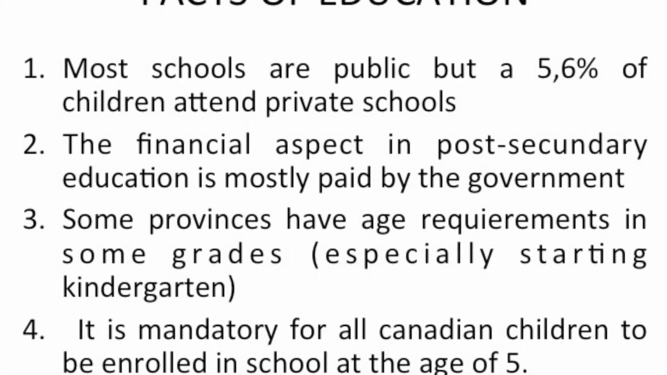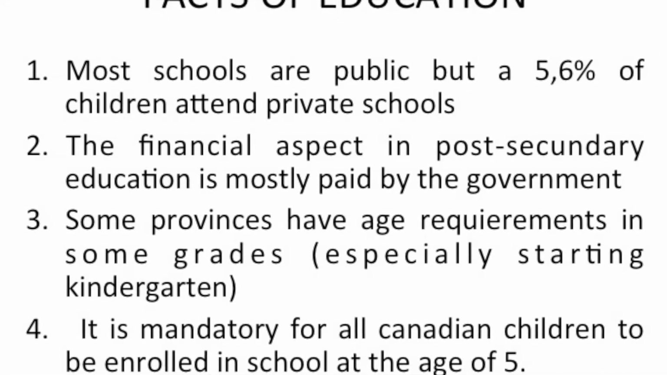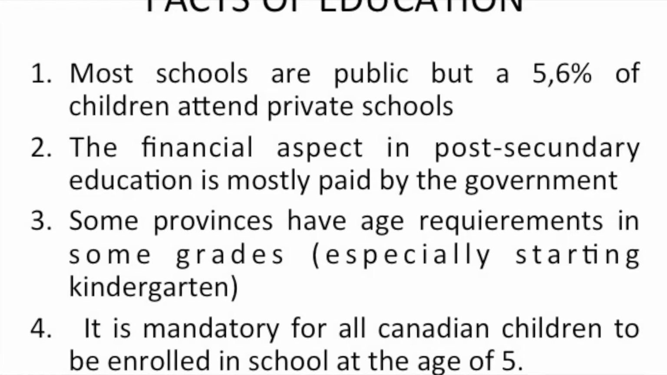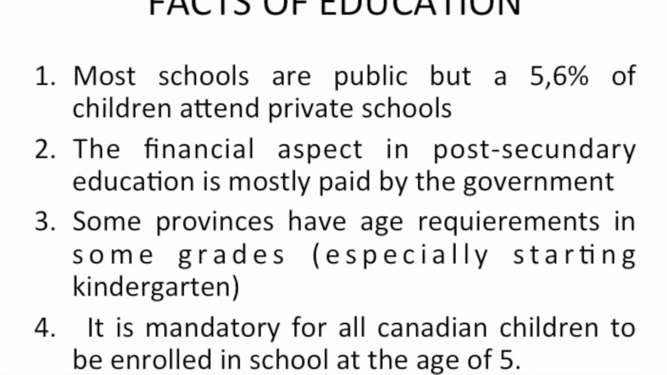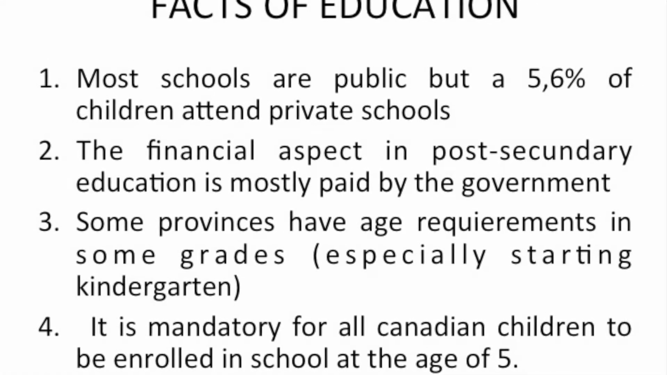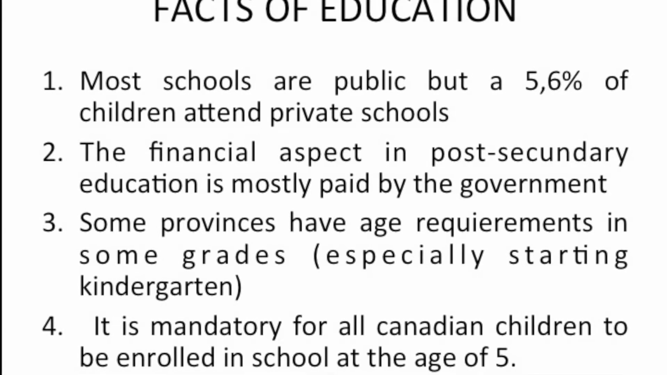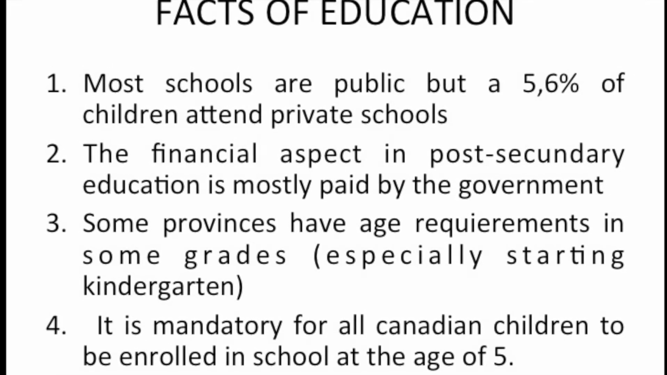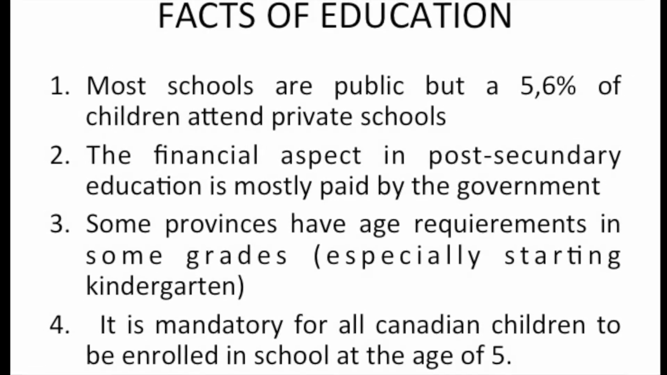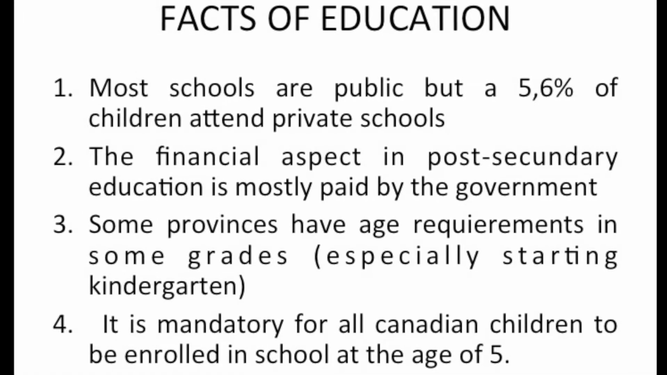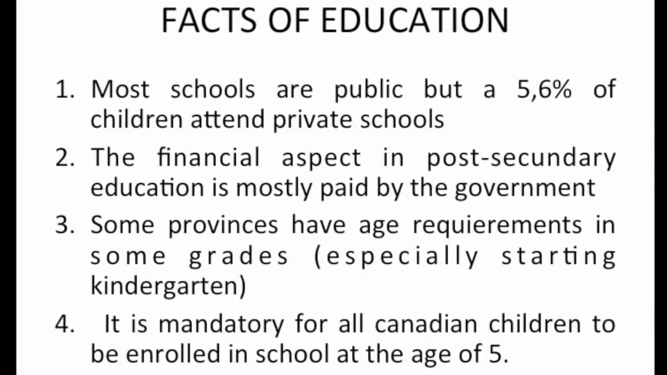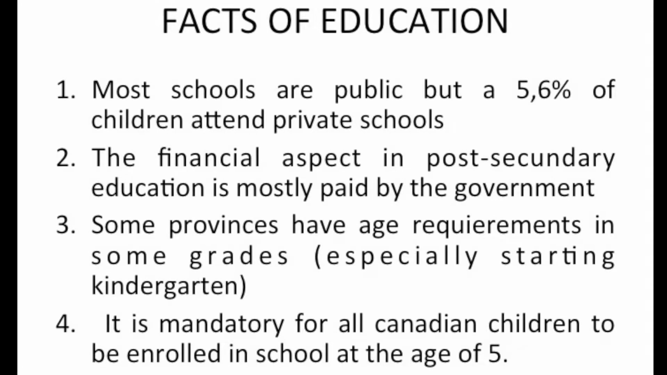One of them is that 5.6% of children attend private school. Also, the financial aspect of post-secondary education is mostly paid by the government. Some provinces have age requirements in some grades, especially when they enter the school system. It is also mandatory for all Canadian children to be enrolled in school at the age of 5.